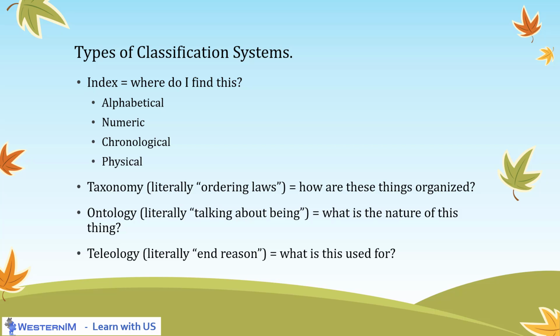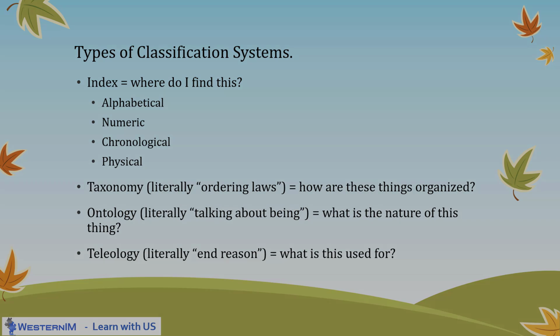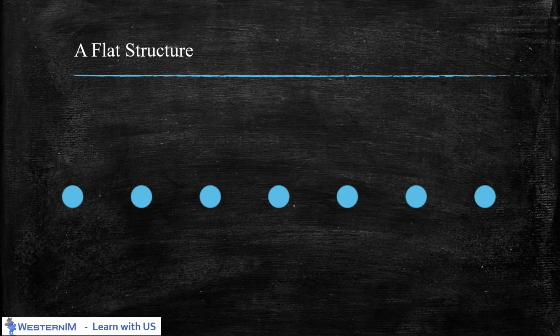Since a picture is worth 1,000 words, let's go to the blackboard and draw some pictures. This is a picture of a flat structure. The blue circles are classes. There are no relationships between the classes. They exist independently. There is no defined start point, a point from which you can start your journey to other classes. A flat structure typically requires some sort of search mechanism to find what you are looking for.